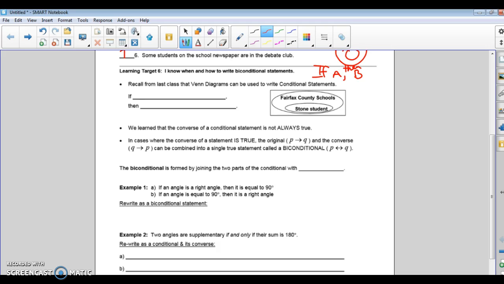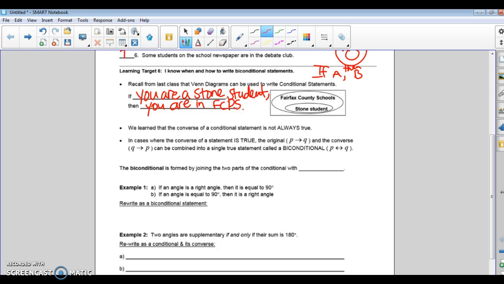Okay, let's move on. Let's recall the things that we learned from last class. If you look at this, Fairfax County Schools and then Stone School, which one is a subset of what? Stone students are a subset of Fairfax County schools. So can we change that into an if-then statement? We just talked about it. So please pause the video and try to work on that question. Pause the video. Okay, so did you get something like this? If you're a student, then you are in Fairfax County Public Schools. So we can change a Venn diagram into an if-then statement, which is a conditional statement.